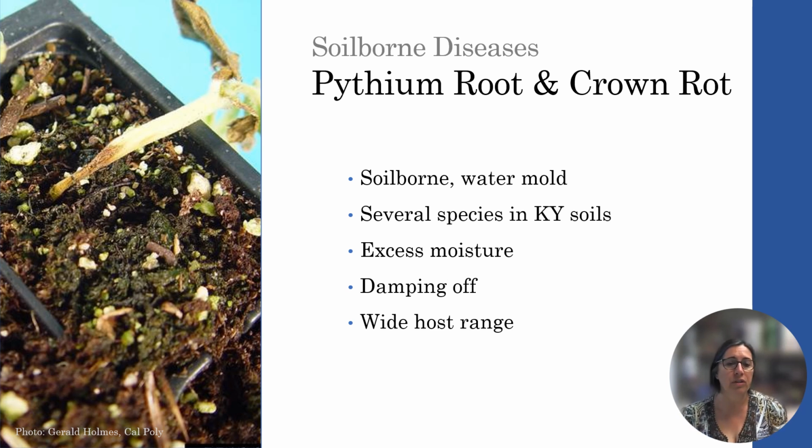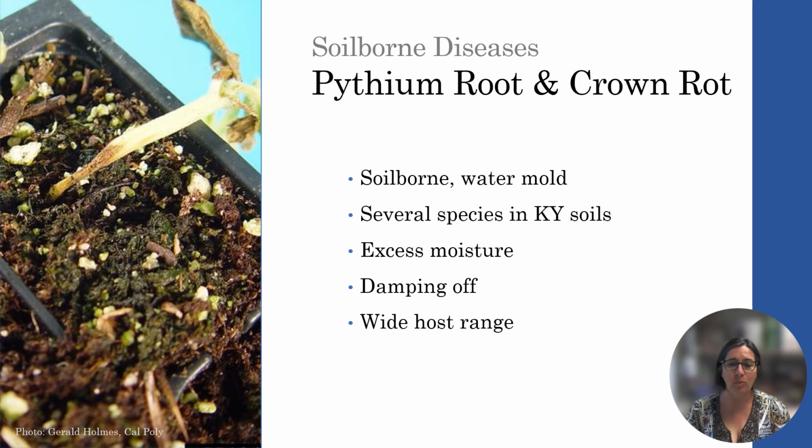So let's start with our first disease, Pythium root and crown rot. So Pythium is a soil-borne disease, meaning it lives its entire life in the soil, so it survives there. And it usually infects plant parts at or below the soil line. Pythium is a water mold. It's not a true fungus. It's a water mold, meaning it needs a lot of water to complete its life cycle.